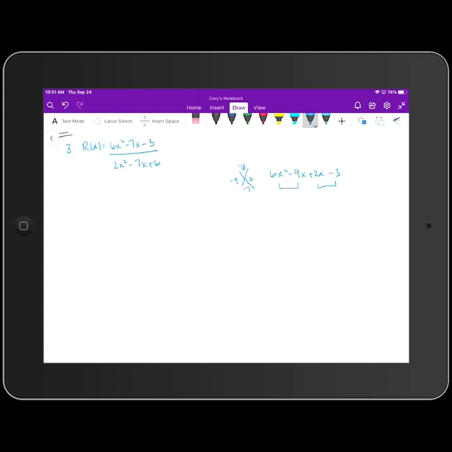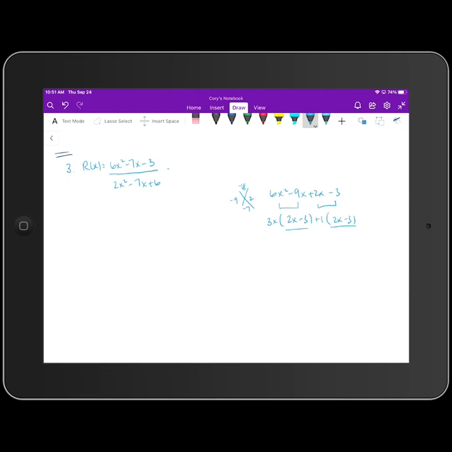So I can factor a 3x out of the first two terms, which leaves me with 2x minus 3, and a positive 1 out of the last two terms, which leaves me with 2x minus 3. So 2x minus 3 is the common factor. And then when I factor that out, that leaves me with 3x plus 1. Okay, so that is how we factor the numerator.